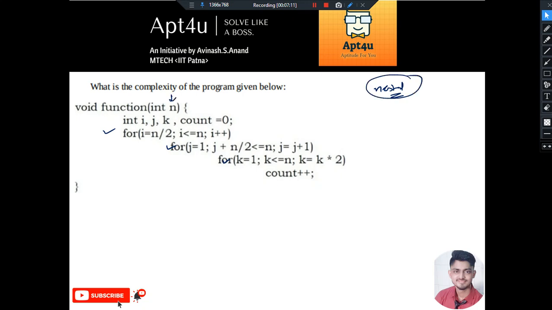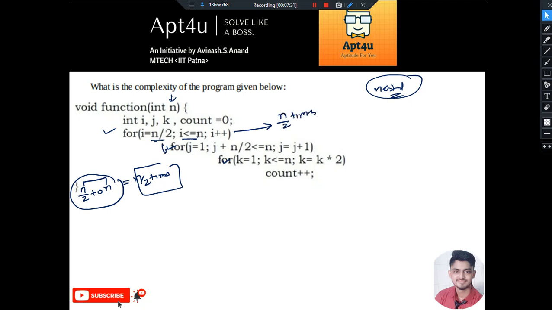Okay, no problem. Now we begin our execution from i equal to n by 2 till i less than or equal to n. So n by 2 to n. How many times? Basically n by 2 times, isn't it? N by 2 till n. If you find the difference, it is n by 2 times. So basically this loop gets executed n by 2 times.